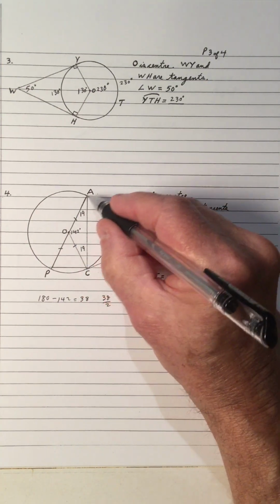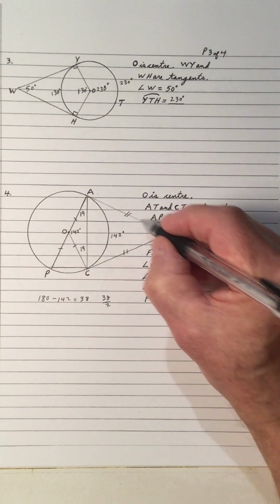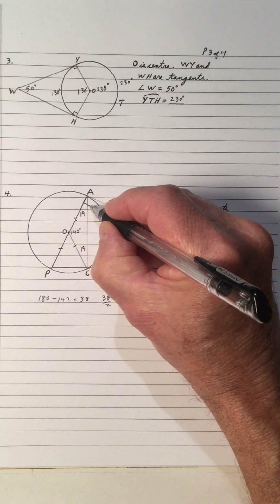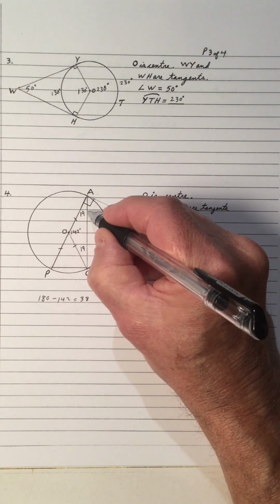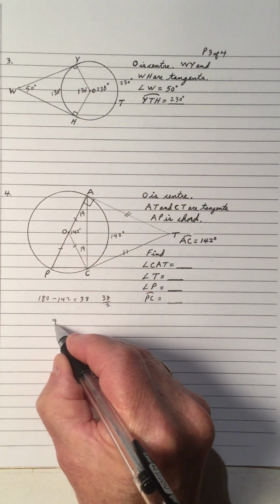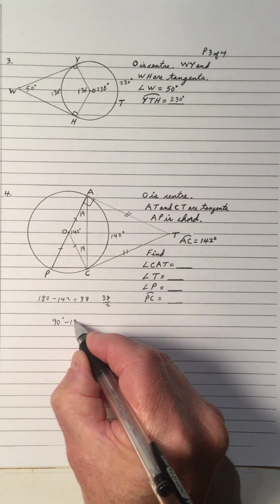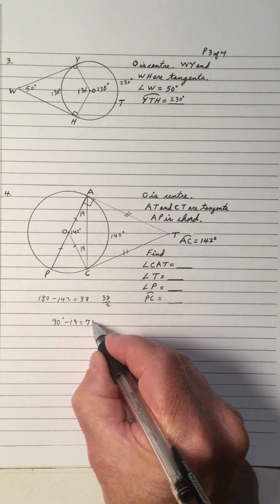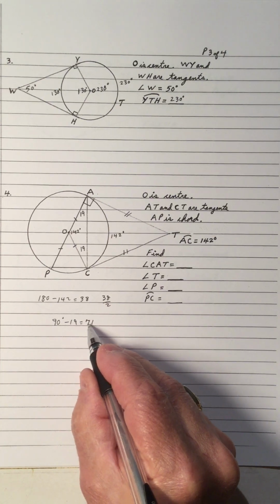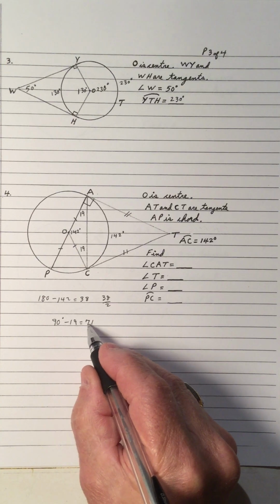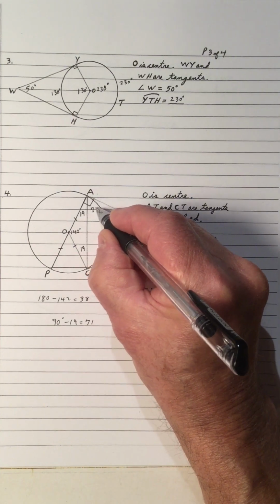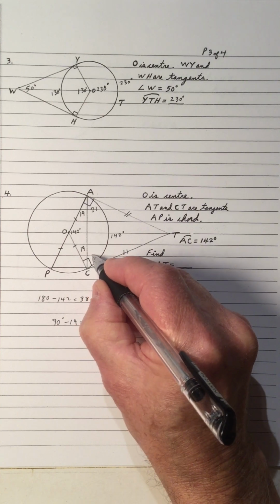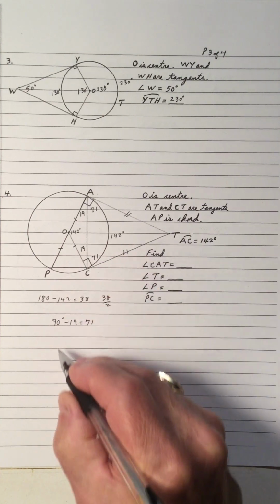Now we should know this is a tangent, and this is a radius meeting at the point of tangency. So this is a 90-degree angle here. So 90 subtract 19 gives us 71. Let's see, 71, right? So this angle here is 71, and this means that this is a right angle here. So this angle here is 71.